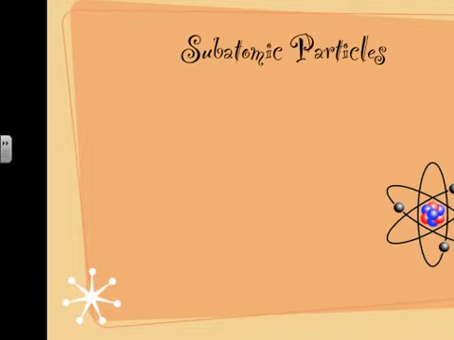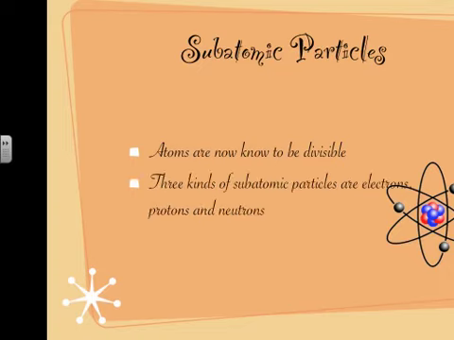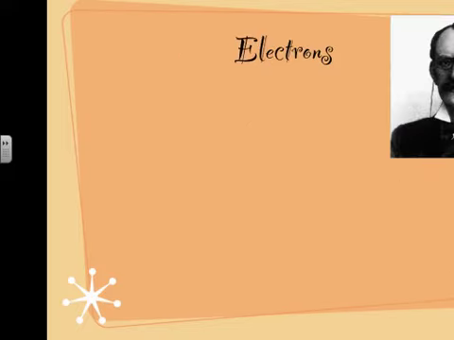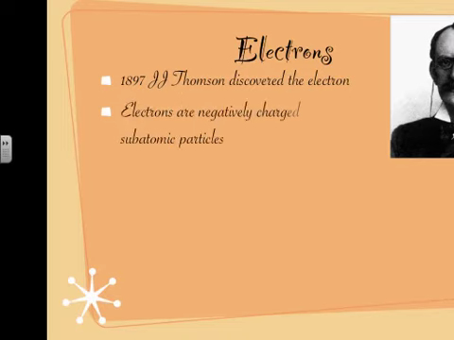All right, we know now that atoms can be divided down into smaller particles, those particles being the protons, neutrons, and electrons. And we even know that those particles can be divided even smaller, but that's beyond the scope of high school chemistry. The electron, in 1897, a guy named J.J. Thomson discovered the electron and found out that electrons are negatively charged particles.